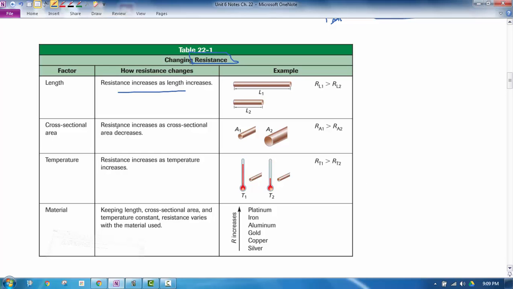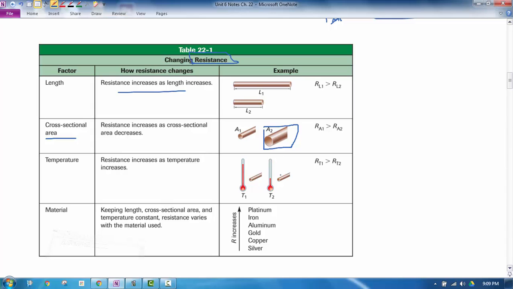A way you can make up for that is by looking at the cross-sectional area. If you have a thicker wire, that's going to decrease the resistance. So if you have a thinner wire, it's going to increase the resistance. So if you want to run a cable a long way, you're going to need to make it thicker. Temperature is also something that affects resistance. Resistance increases as temperature increases.